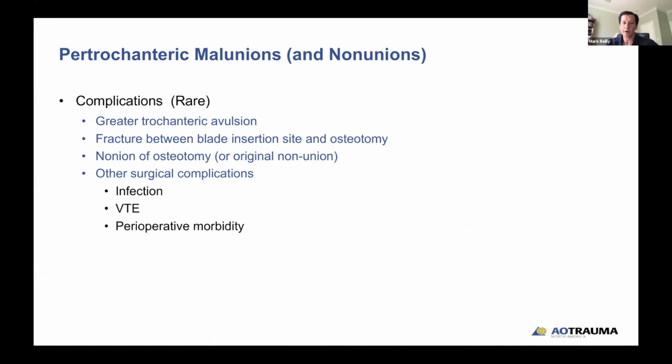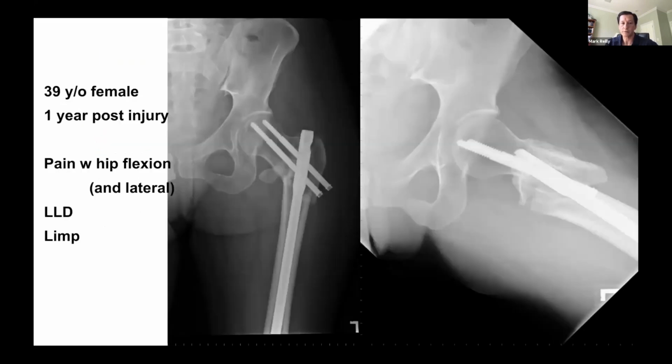Complications, thankfully, are pretty rare. One is avulsion of the greater trochanter. I think we've probably all seen that. As Keith showed in his case, you can have a fracture or crushing between the blade insertion site and your osteotomy as you compress, particularly in older patients where the bone quality is soft. Non-union of the osteotomy is really, thankfully, quite uncommon. This area of the bone heals quite vigorously, and so that's not something we typically run into when the surgery is done well, but we do see it sometimes, and of course, other surgical complications.